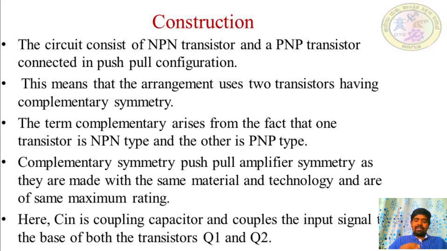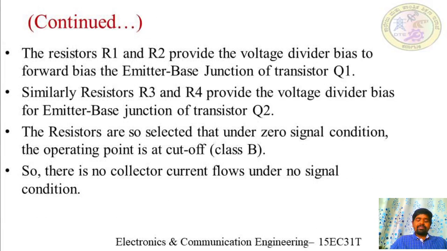So in that case, during zero input signal, that means when there is no input signal, there is no power loss. That is because of coupling capacitor C1. Resistors R1 and R2 provide voltage divider bias. We already know that voltage divider bias is one of the biasing methods. R1 and R2 are used for transistor Q1, and similarly resistors R3 and R4 provide the voltage divider bias for the emitter base junction of transistor Q2.